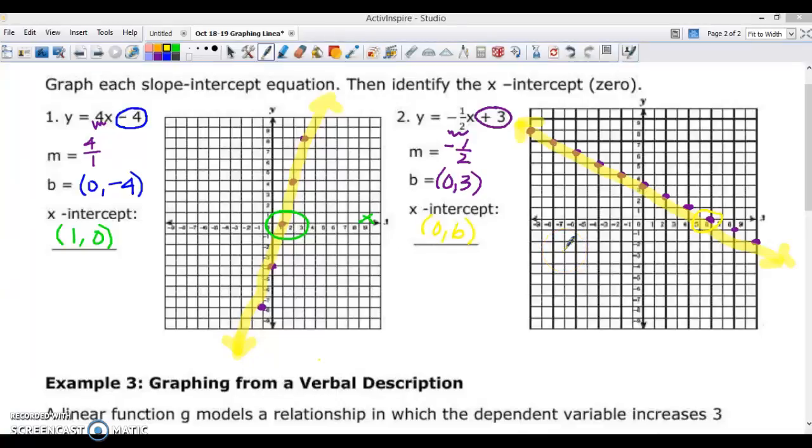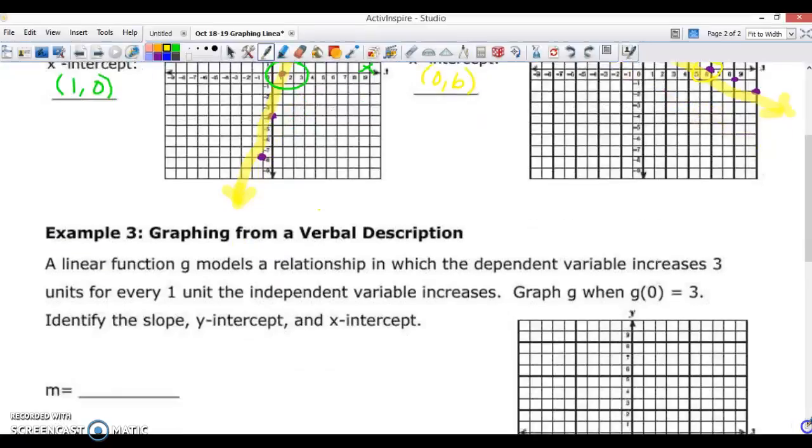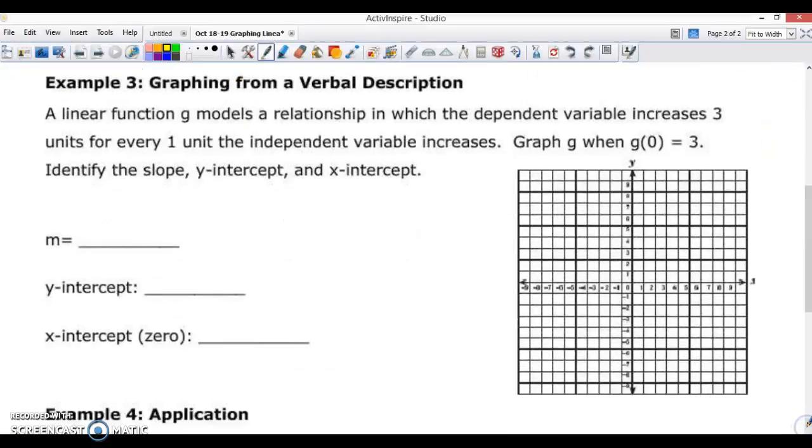Alright guys, we are back with part 2, and we're going to go ahead and get started with the next couple of examples. Graphing from a verbal description. Now I'm given a description, and I need to model the relationship by writing out an equation, determining what the slope is, what the y-intercept is, and the x-intercept. So let's read the problem.